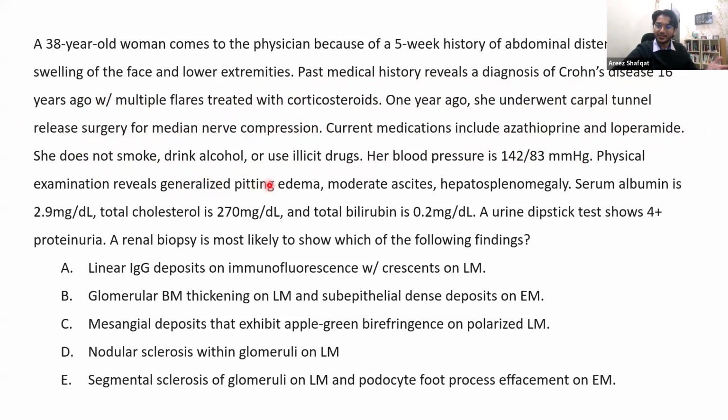Physical examination again shows generalized pitting edema, moderate ascites and hepatosplenomegaly. Serum albumin is low. She has high cholesterol and normal bilirubin. A urine dipstick shows 4+ proteinuria, which is diagnostic of nephrotic syndrome, all right? A renal biopsy is most likely to show which of the following findings? Any ideas?